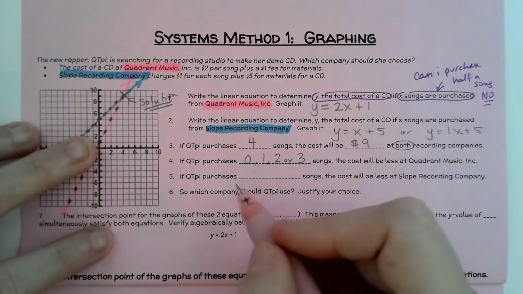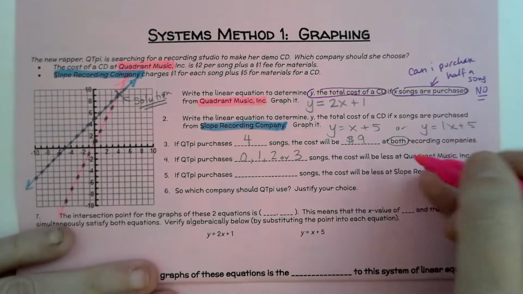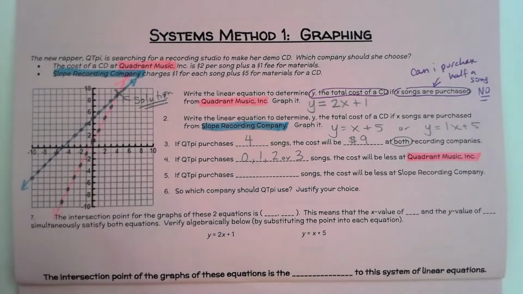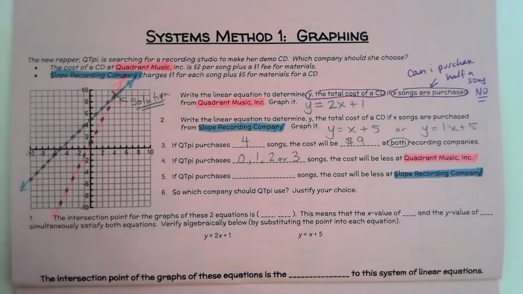Okay. If she purchases blank songs, at Quadrant Music. Okay. So at Slope Recording Company, when will the cost be less?